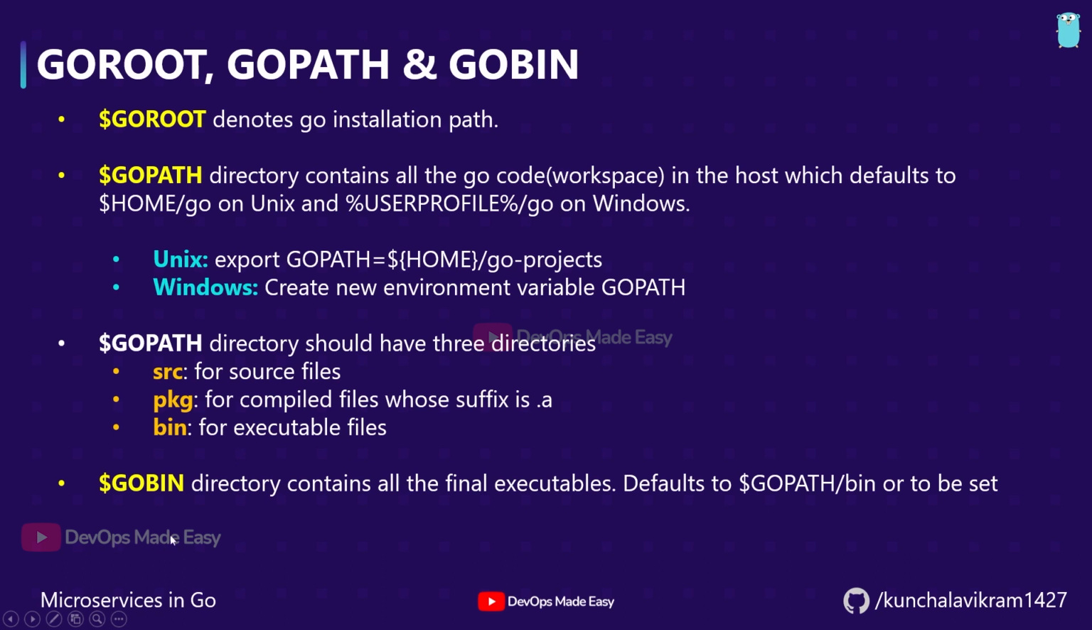And finally, GOBIN, as the name itself indicates, it is the bin. GOBIN points to the binary location of your Go's compiled files. That means it will basically put all your final executables in this path. It defaults to GOPATH/bin, that means the bin folder inside your GOPATH. You can also put it according to your own path requirements.